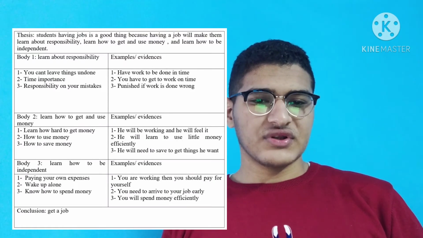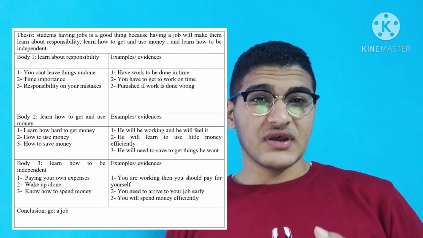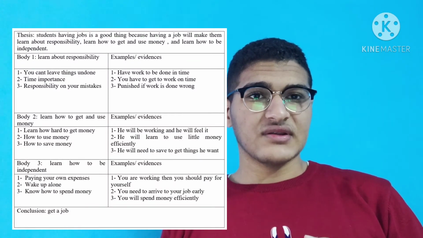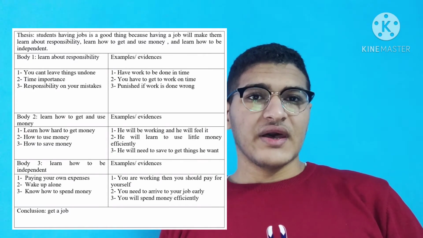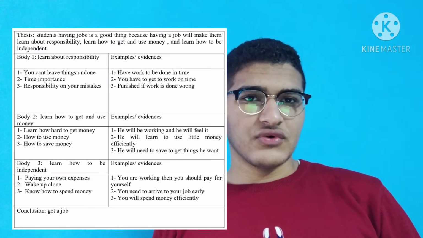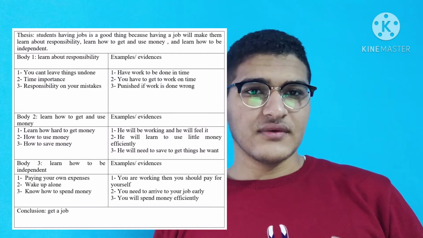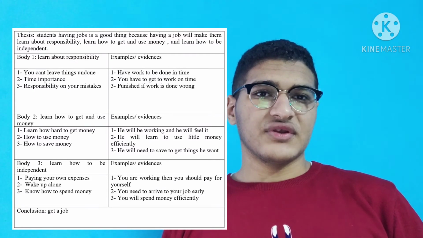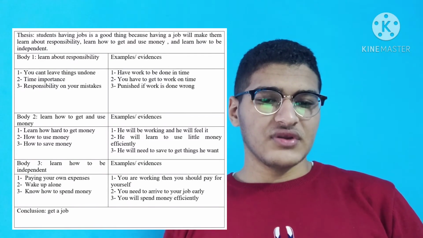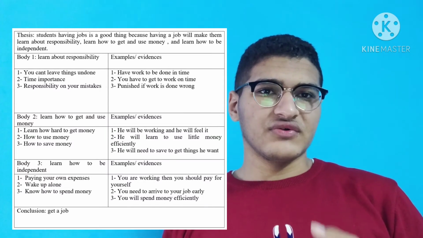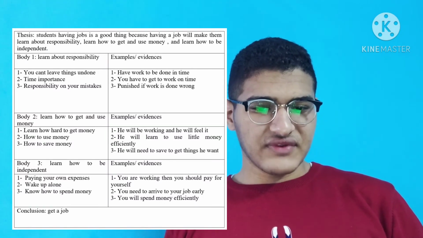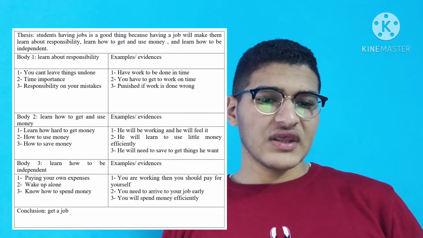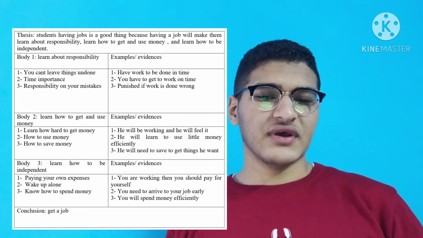Third point, how to save money. When you start working, you will not get a large amount of money. You'll get a very small amount at first, and you will need to get things you want, but you have to save for it. You can't spend all of your money on one item. As the third evidence for the third point, he will need to save to get things he wants.